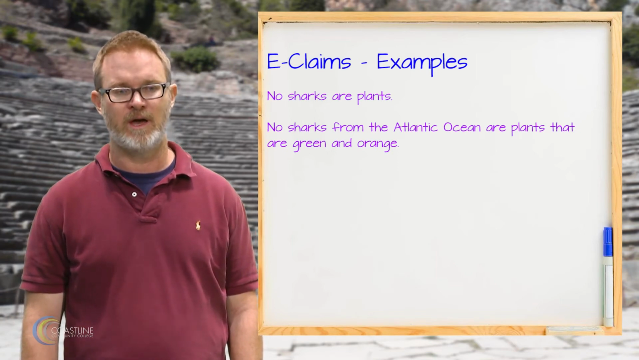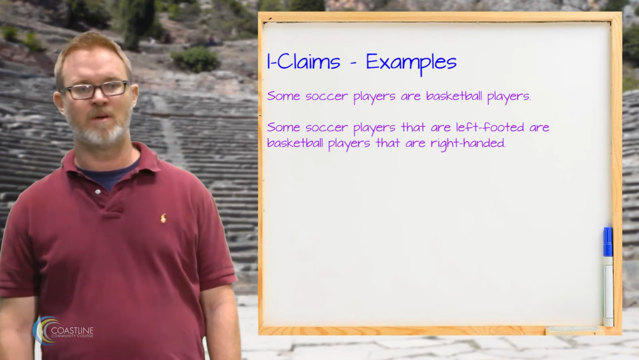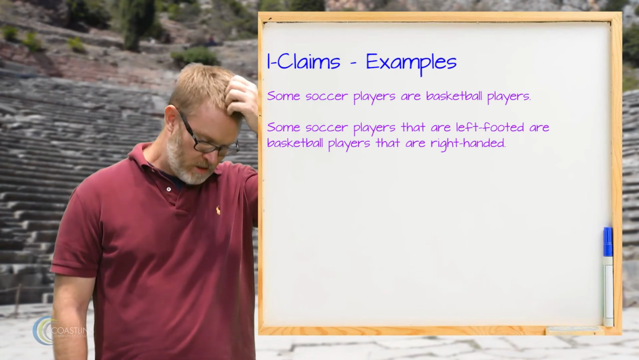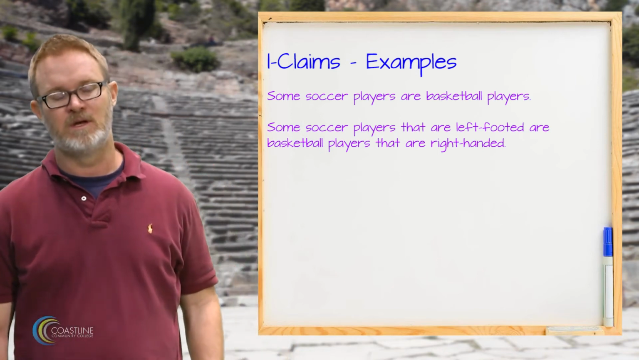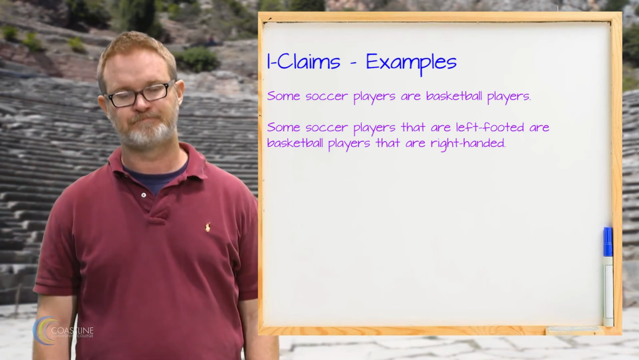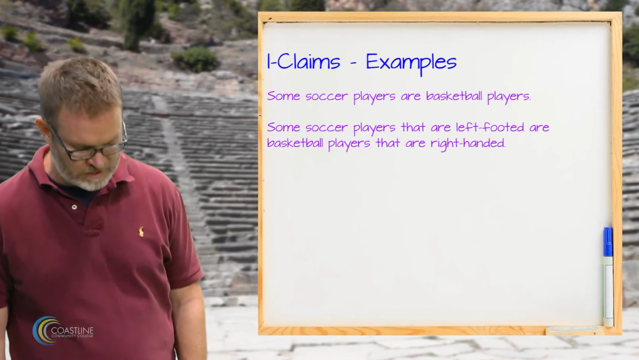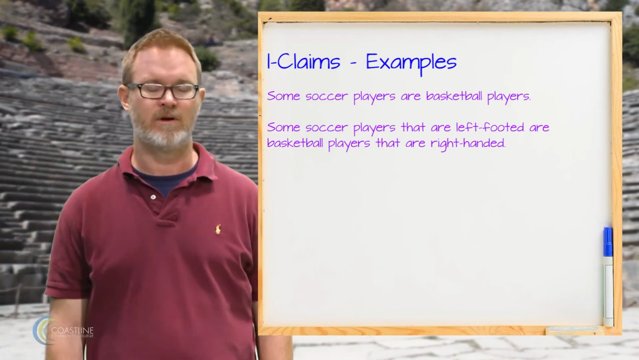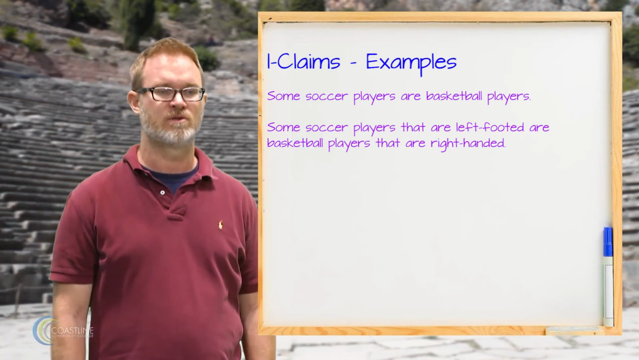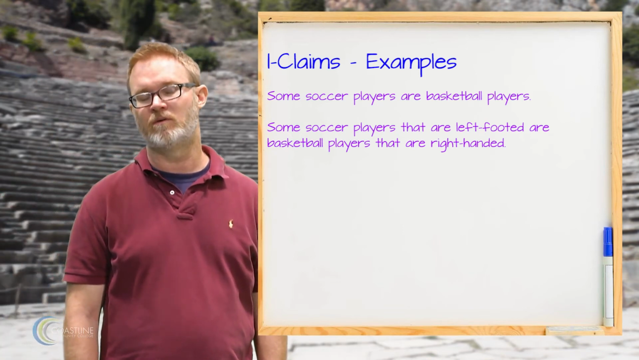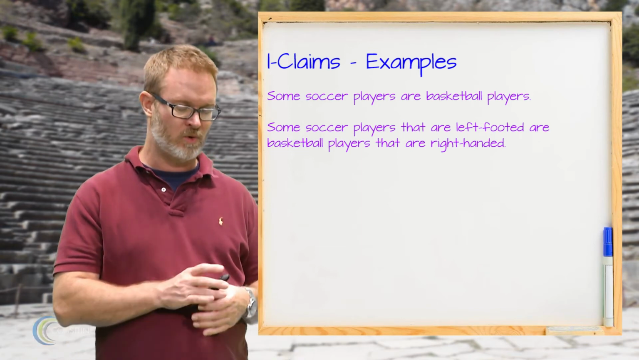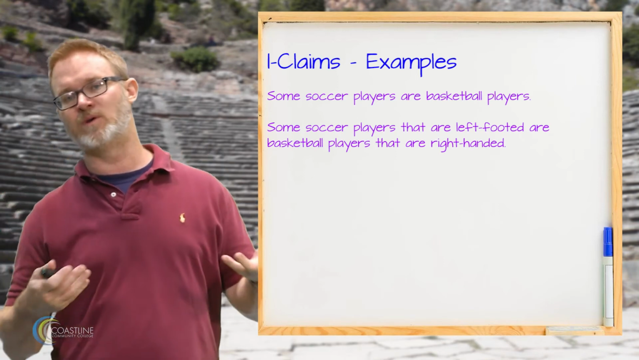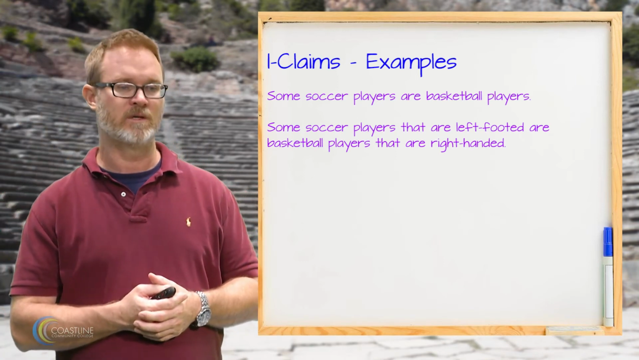An example that we had for the I claim is some soccer players are basketball players, right? Again, we might play around with that one a bit, and you might have something like some soccer players that are left-footed are basketball players that are right-handed. I don't know. So again, you can just cook up the claim that you want, right? And at this point, too, we don't want to worry about whether these claims are true or false, so you can have fun with them and make the claims that you want.